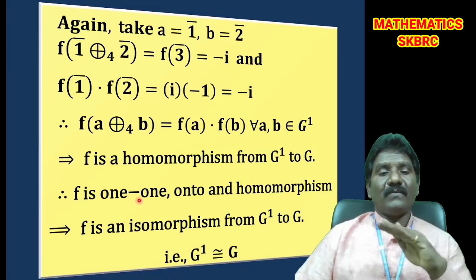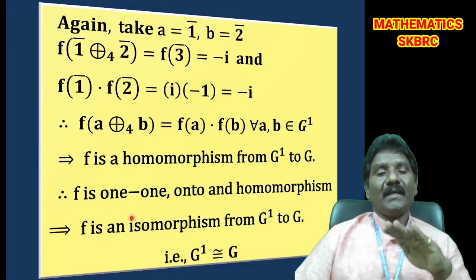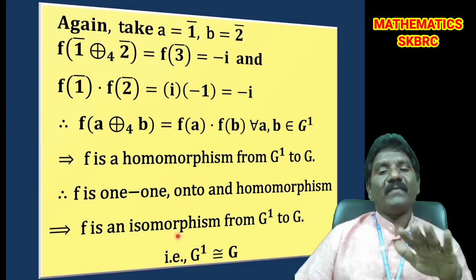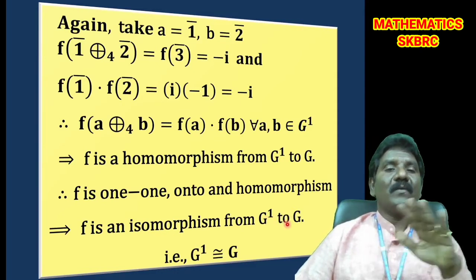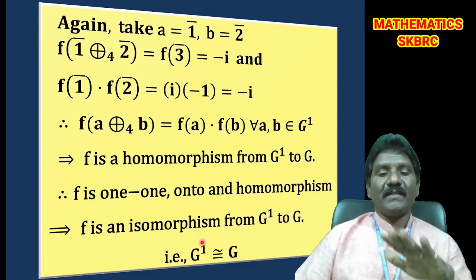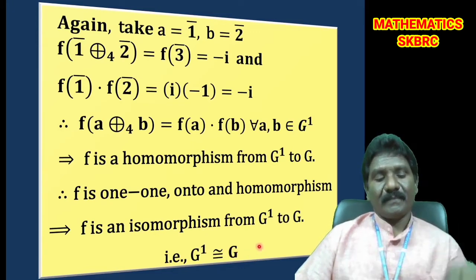Therefore, F is a 1-1 mapping, onto mapping, and homomorphism from G dash to G. That gives F is an isomorphism from G dash to G. This concludes that G dash and G are isomorphic groups. This can be written as G dash is isomorphic to G, hence completed.